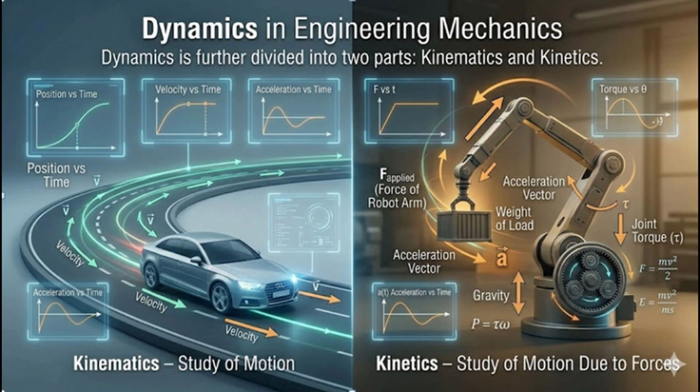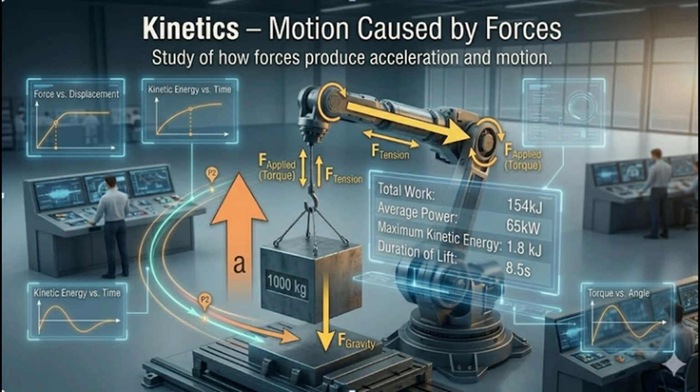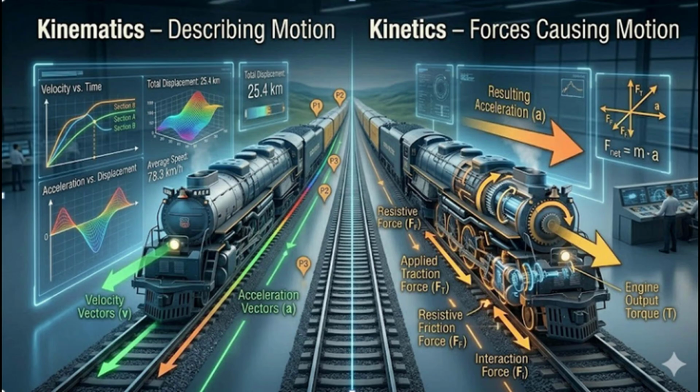Dynamics is further divided into two parts: kinematics, which studies motion by focusing on position, velocity, and acceleration without considering the forces causing it, and kinetics, which studies how forces produce motion. For example, describing the motion of a train is part of kinematics, while studying how the engine force accelerates the train is part of kinetics.